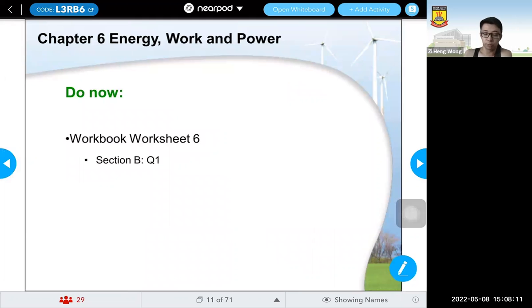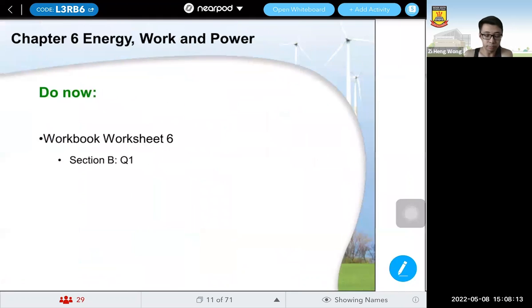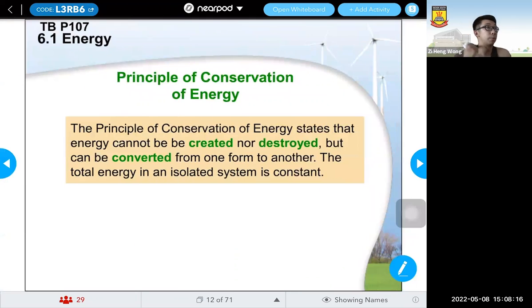Then in terms of the workbook, this question I went through already. So the principle of conservation of energy, basically this is something that I've already heard back in Sec 1. It basically states that energy cannot be created nor destroyed, but it can only be converted from one form to another, and the total energy in an isolated system is constant. So this is a very important concept when it comes to physics. It guides us in a lot of calculations and so on.